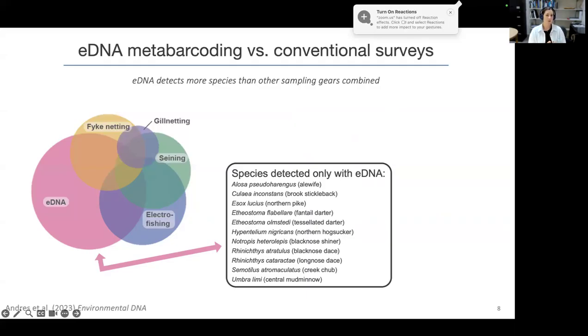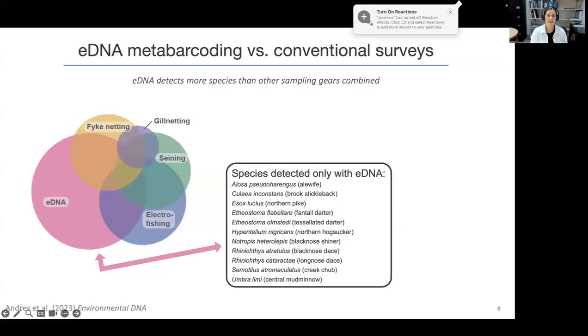So from this first part of the work, our main takeaway would be that if we had one option, one sampling gear that we could use to assess the fish biodiversity in the system, we would want to use environmental DNA because it is more efficient and it detects more species than all of the other traditional sampling gears combined.